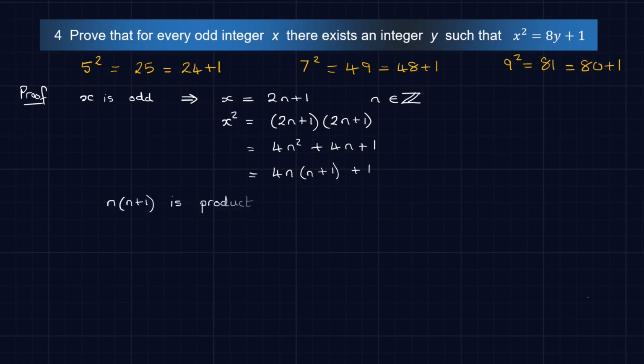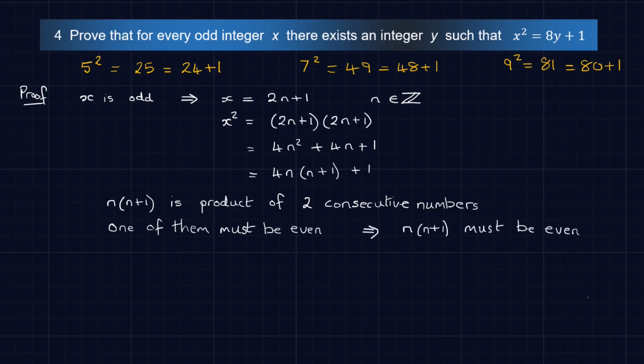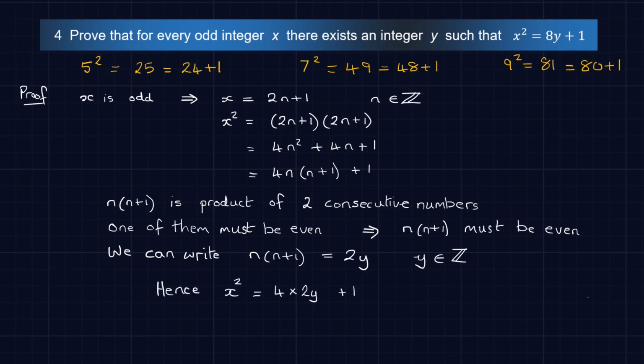Now n times (n plus 1) is the product of 2 consecutive integers. So one of them must be even, which means their product must also be even. In other words, we can write n times (n plus 1) equals 2 times y, where y is an integer. Hence we have x squared equals 4 times 2y plus 1, which gives our target answer of 8y plus 1.